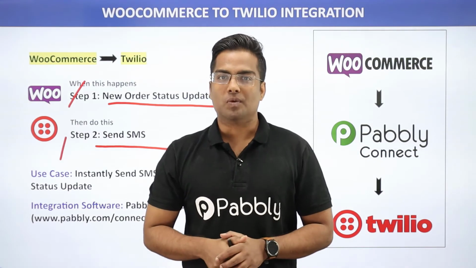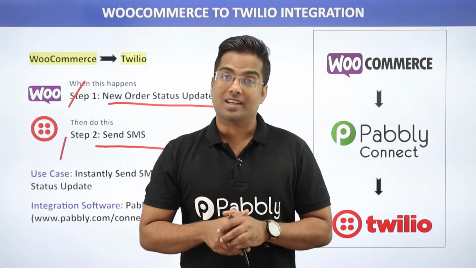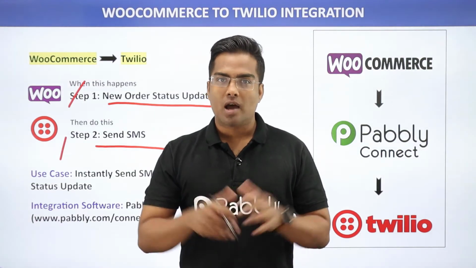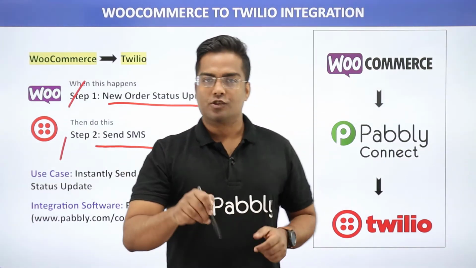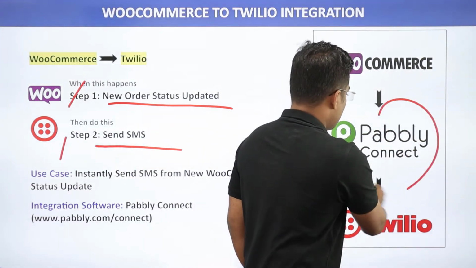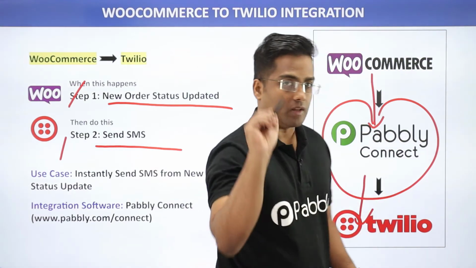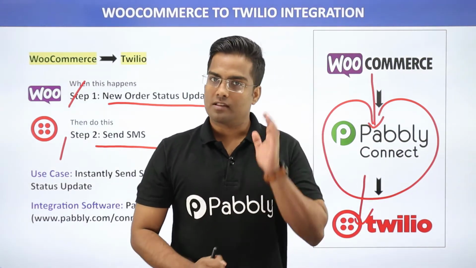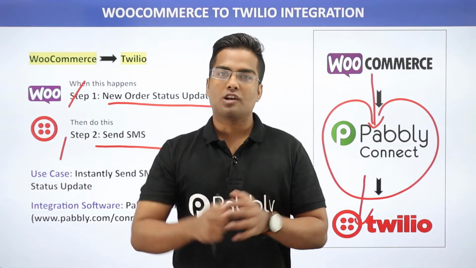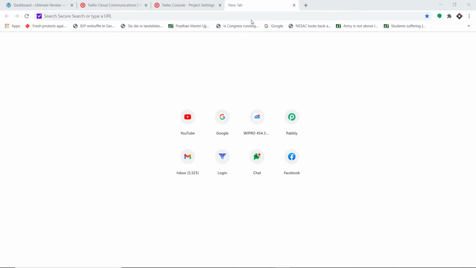But there is one minor problem. There is no integration between WooCommerce and Twilio. So in cases like these, we need to bring a third app to connect them both. In this video, we will be using Pabbly Connect to integrate WooCommerce and Twilio. And the best part of using Pabbly Connect is, there is no need for coding skills or programming knowledge. It can be done easily. Let me show you on my screen.